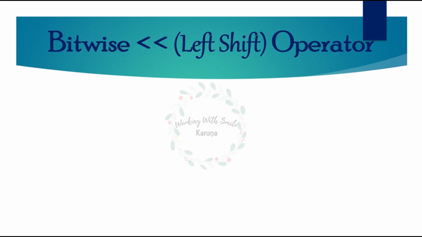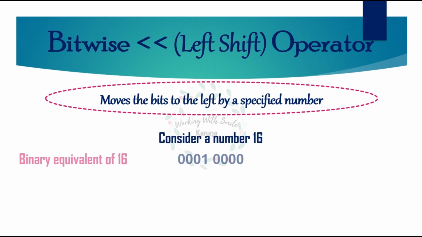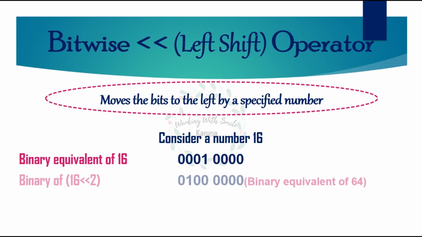Now we have bitwise shift operators. This one is a left shift operator which moves the bits of the operand to the left by a specified number. Let's consider a number 16. This is the binary equivalent of 16. If I write 16 left shift 2, then it is going to move the binary digits of number 16 towards the left in 2 steps. That means if you notice, the digit 1 has moved towards the left 2 steps, making all of the bits on the right hand side 0, which turns out to be a binary equivalent of 64.